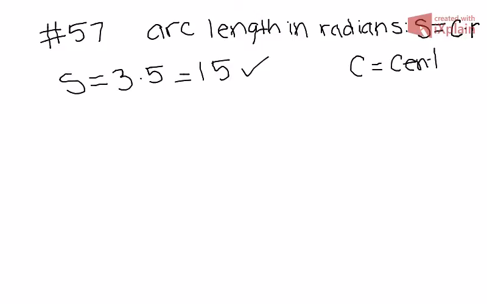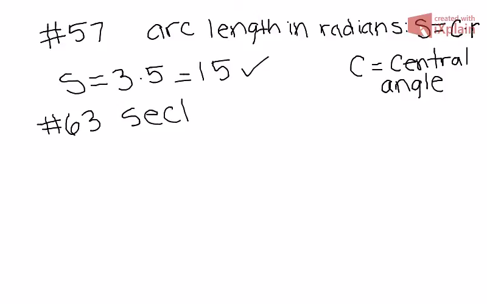Okay, and I'm just making a note here that c is the central angle. It obviously matters whether the central angle is in degrees or radians, because that tells us what formula to use. So now you have the arc length formula for radians and degrees. Okay, so now we're doing the area of a sector. Okay, number 63.